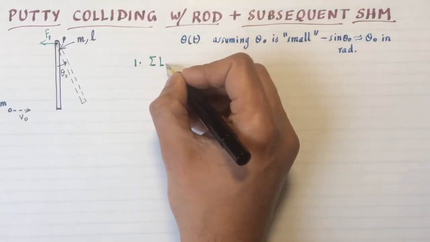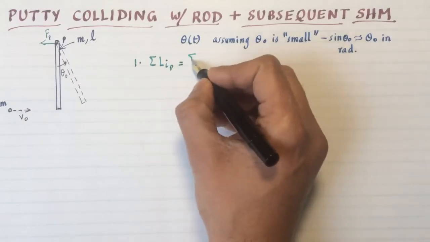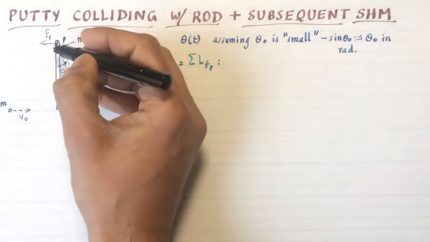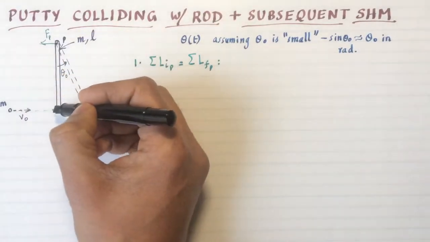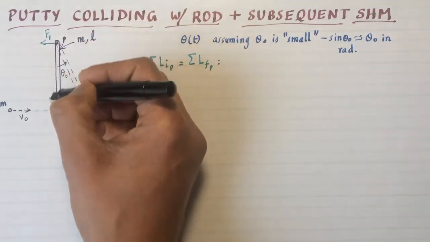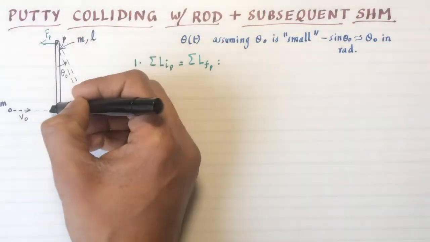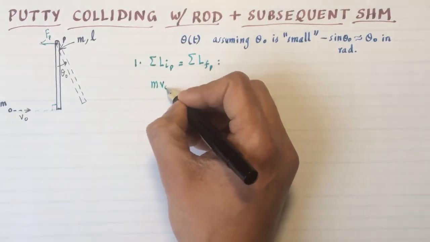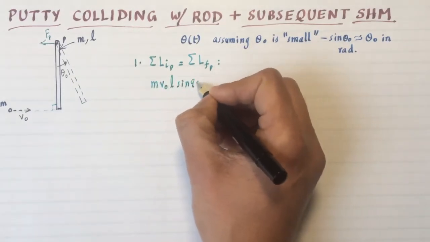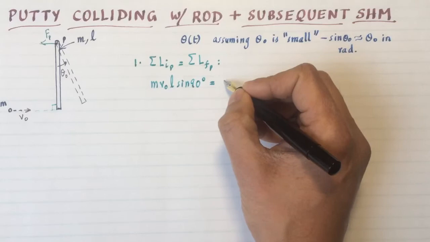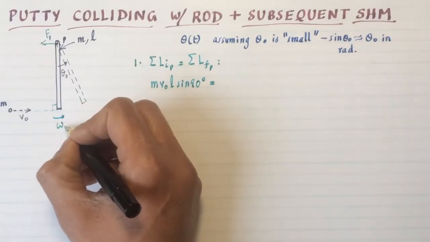The sum of the initial angular momenta about the pivot equals the sum of the final angular momenta about the pivot. Now, the initial angular momentum about the pivot can be best found when the putty is about to hit. Then it's going to be the linear momentum times the length, because it's r cross p, right? So it's linear momentum times the length times sine of 90 degrees. So let me write that: m v naught L sine 90 degrees. And that should be equal to the rigid body moment of inertia times angular speed. Let's call this the initial angular speed, omega naught.